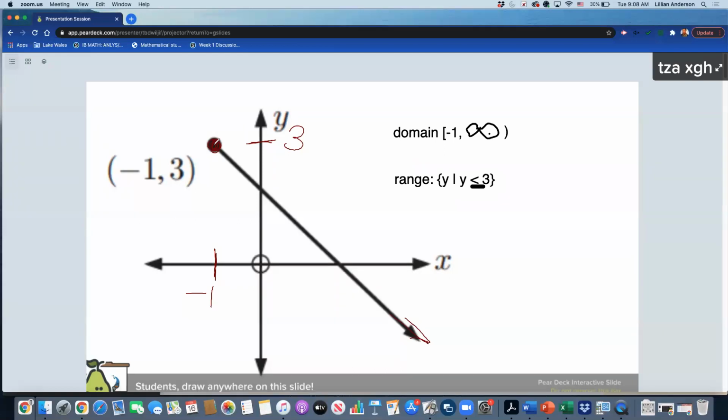For the range, since 3 is the highest it goes and it's everything that's less than 3, less than or equal to 3, this is exactly how you would write it in set notation. You do not include infinity with set notation because technically, if you look at an old school number line, this is essentially what you're representing. Negative infinity is all the way over here. So you represent that with y is less than or equal to 3. Questions on this one? Because you have 3 more.